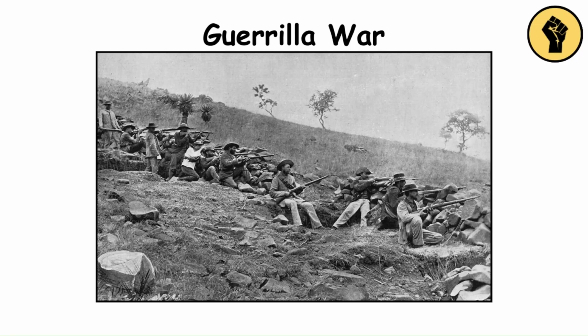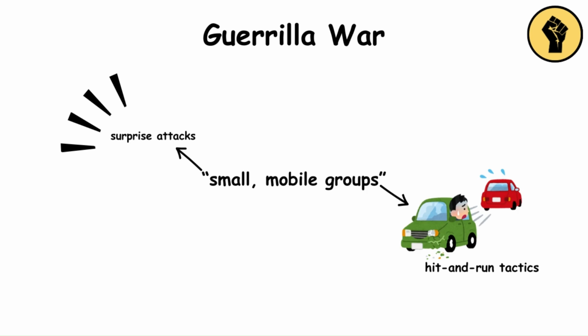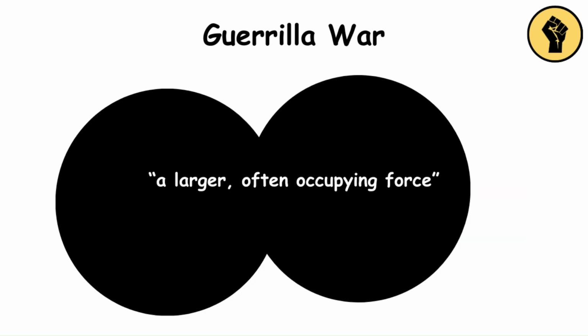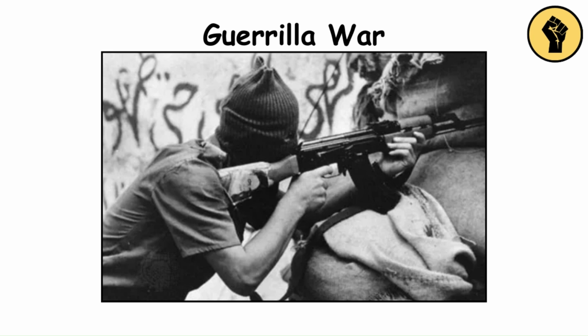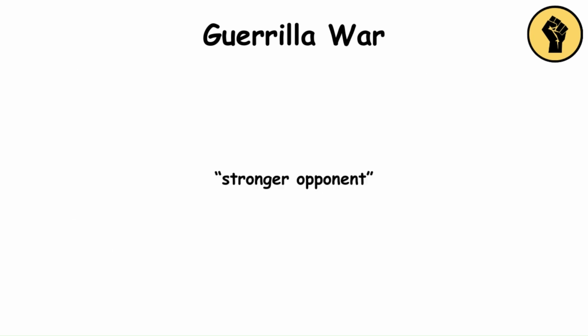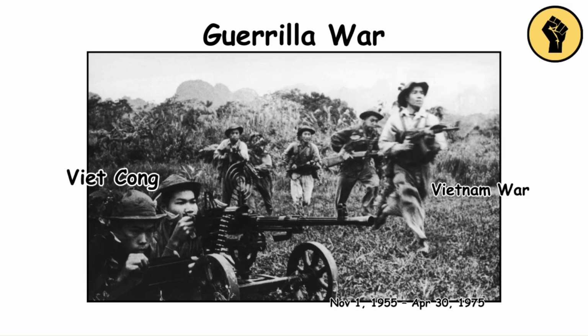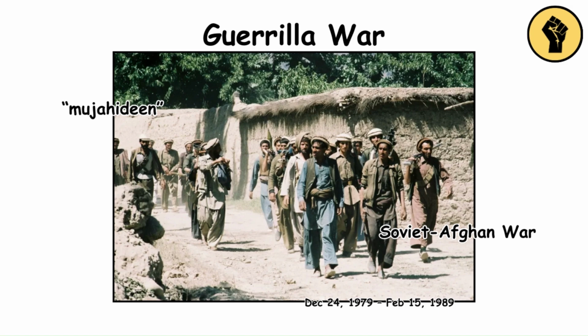Guerrilla war. Guerrilla war is a type of warfare where small mobile groups use surprise attacks and hit-and-run tactics against a larger, often occupying force. Guerrilla warfare is often used by groups with less military power, aiming to wear down and eventually defeat a stronger opponent. Examples include the Viet Cong in the Vietnam War and the Mujahideen in the Soviet-Afghan War.